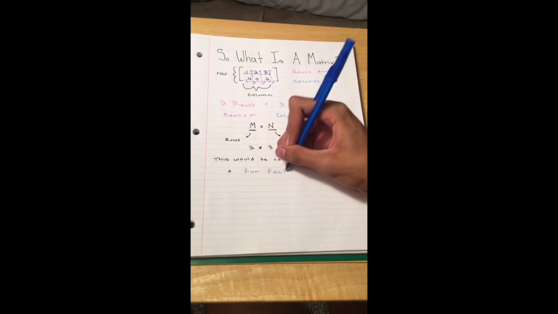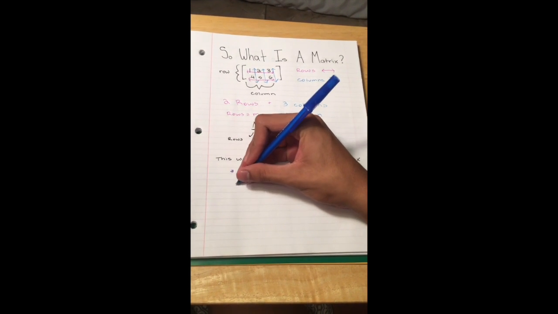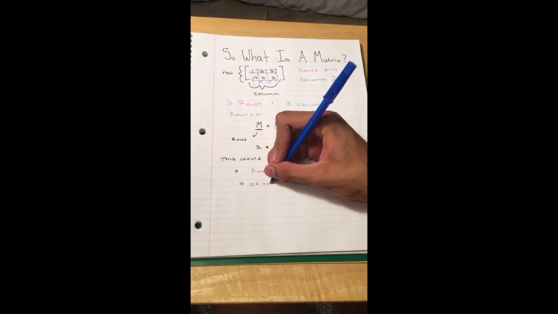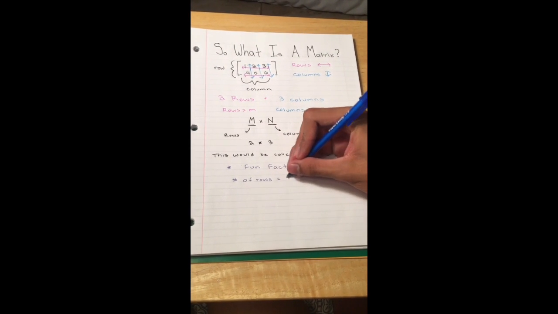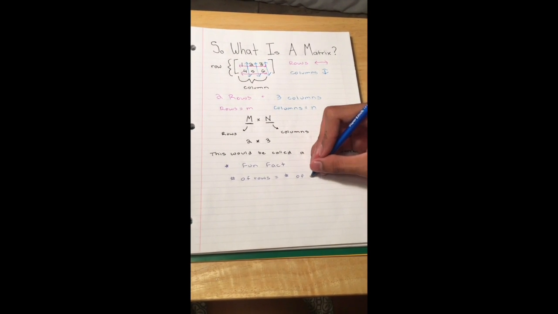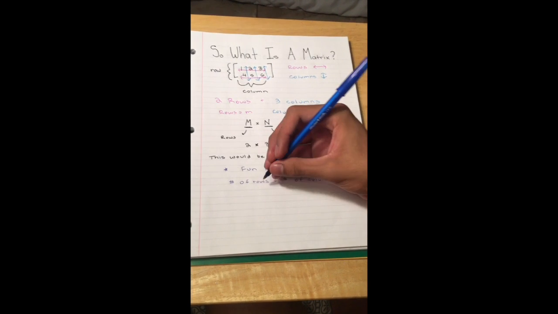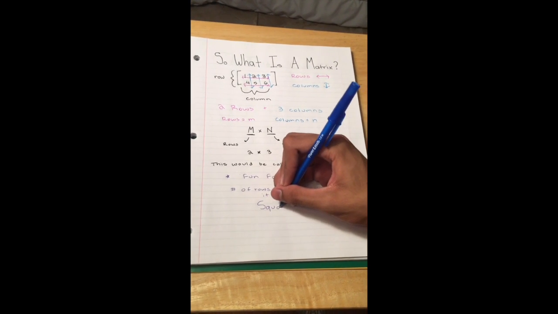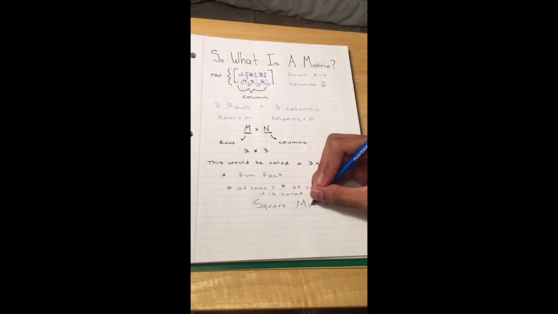Okay, since we've been working so hard, I feel like we deserve a fun fact. So the fun fact is, when the number of rows equals the number of columns, we call this a square matrix.